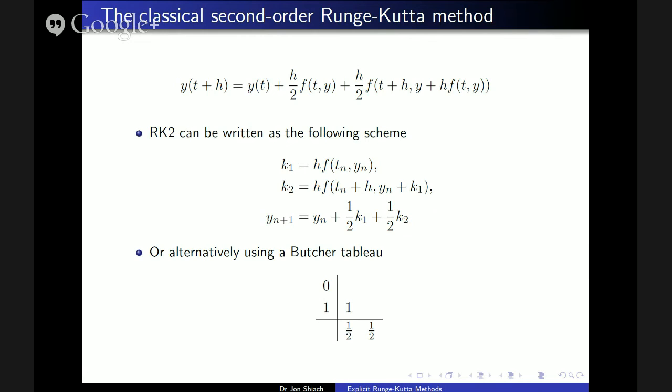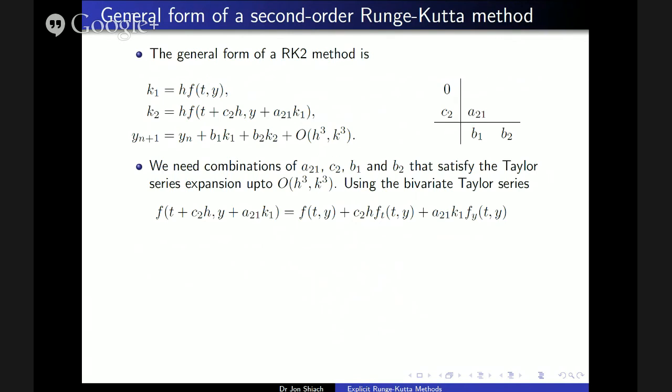That's actually referred to as the classical second order Runge-Kutta method. There are an infinite number of second order Runge-Kutta methods. We refer to that one as the classical one because it tends to be the easiest. So what if we wanted to derive a different second order Runge-Kutta method? What we've got to do now is look at it in general terms. So this is the general form of an RK2 method.